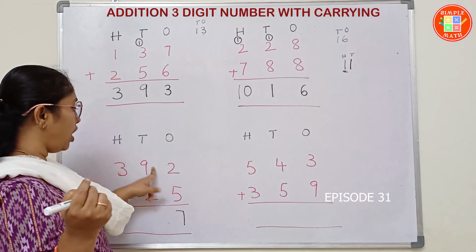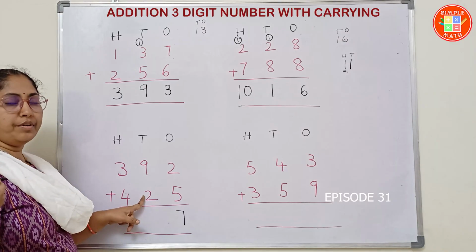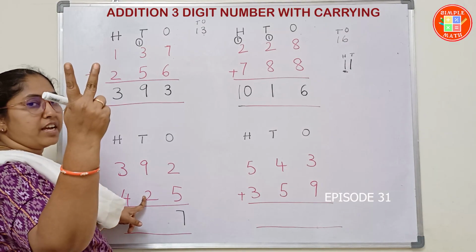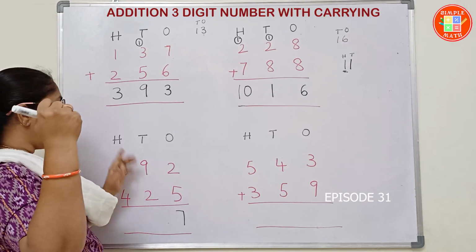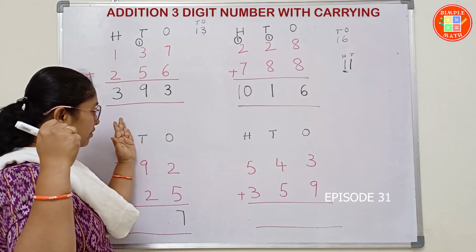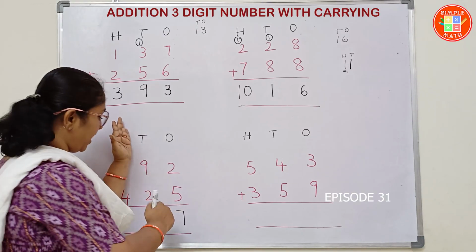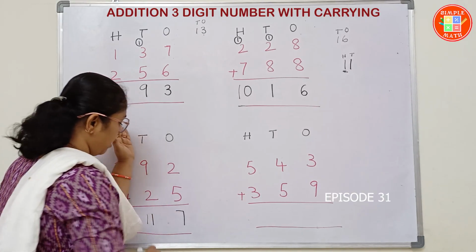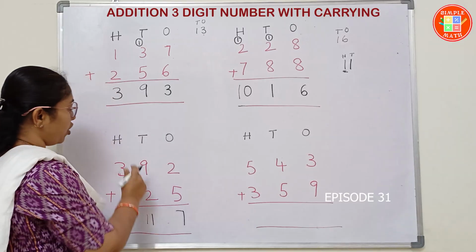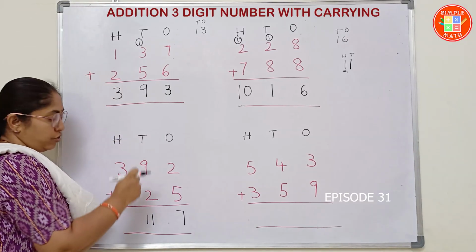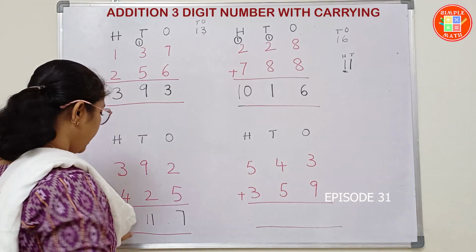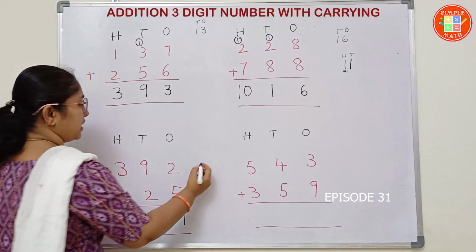Now come to the tens column. 9 plus 2. 9 in your mind, 2 on your fingers, count after 9: 10, 11. Earlier when we had only 2 houses, ones column and tens column, we used to write 11 directly here. But you can't write 11 here because we have one more house here. So what do we have to do? We have to write the number to one side.